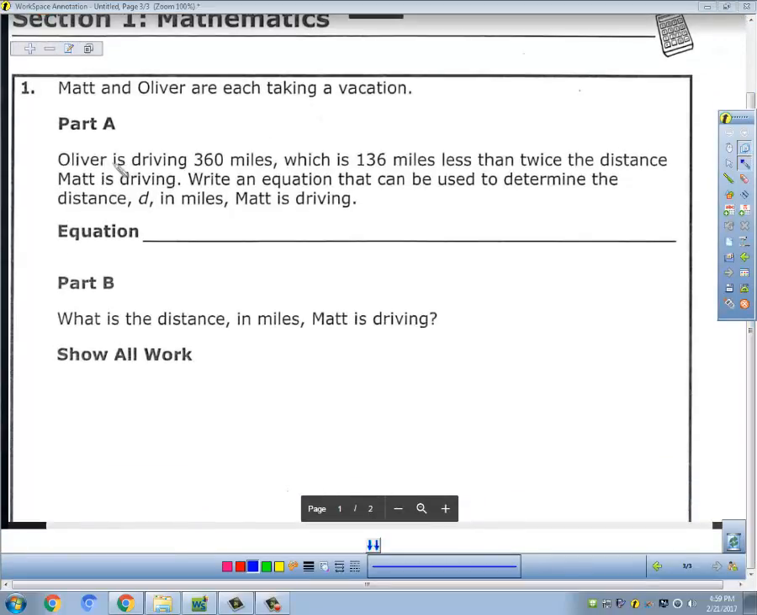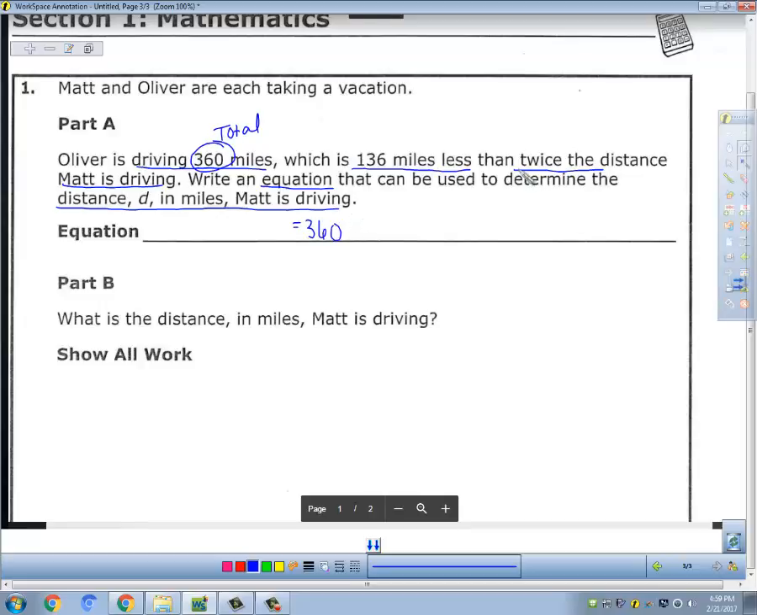So part A: Oliver is driving 360 miles, which is 136 miles less than twice the distance Matt is driving. Write an equation, so we need a variable and an equal sign, that can be used to determine the distance d in miles Matt is driving. Remember, we're looking for the total, so this is the total, so I know that that's going at the end.